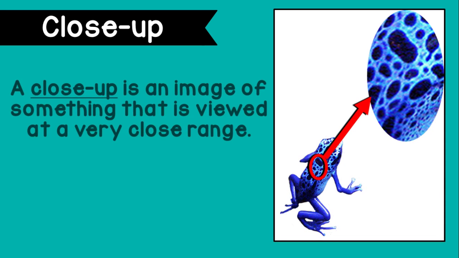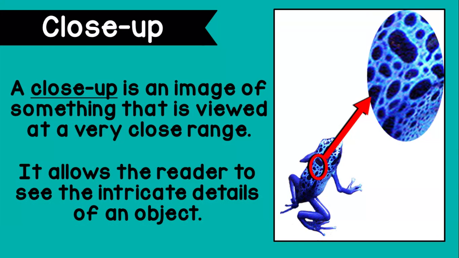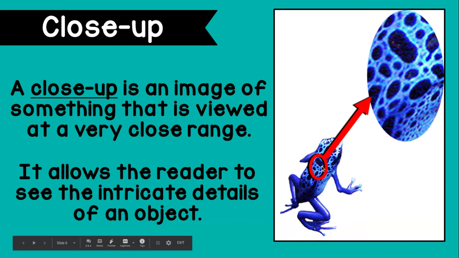The next one is a closeup. A closeup is an image of something that is viewed at a very close range. So it allows the reader to see the intricate details of an object. You get real up close and personal. You get zoomed in, and we'll be able to see something maybe we didn't see just in the general picture. So down here we have this blue frog. We have this circle here that lets us know this is the part that we're zooming in on. And now we can see that section even better, right? It's zoomed in, it's close up.